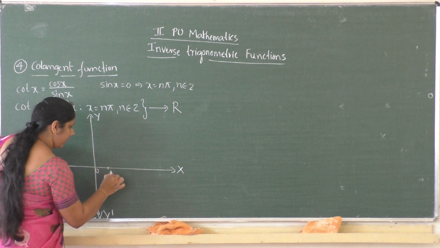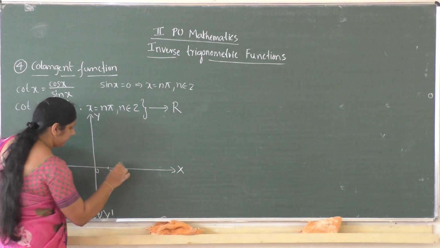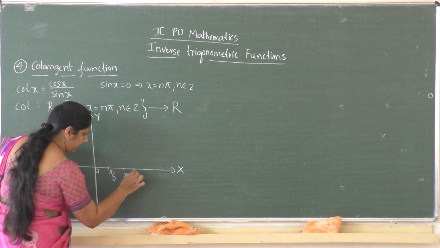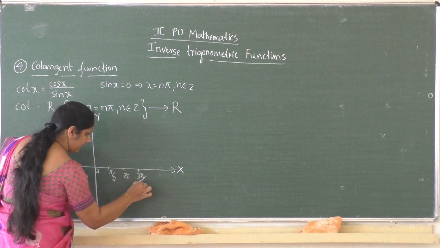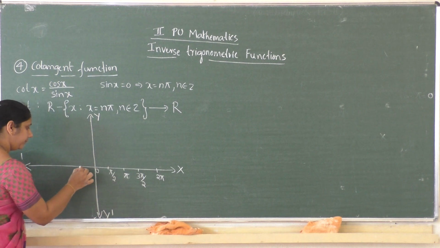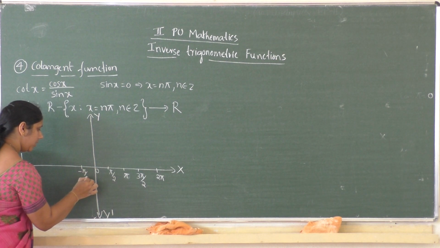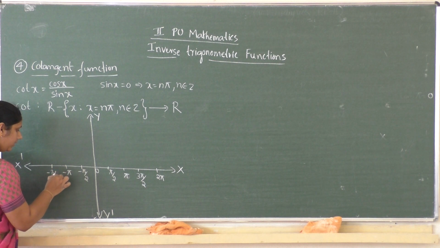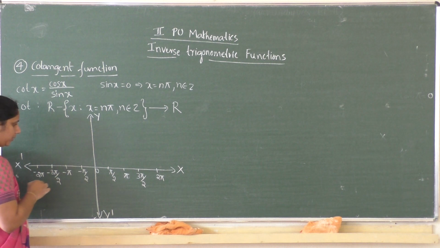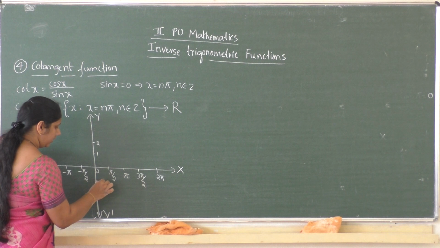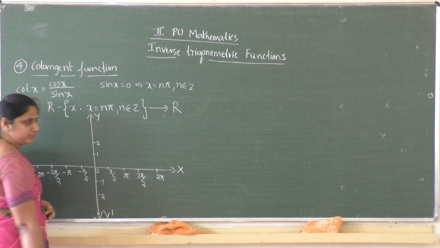Here we have to take the radian measures, that is pi by 2, pi, 3 pi by 2, 2 pi. Here minus pi by 2, minus pi, minus 3 pi by 2, minus 2 pi, and here 1, 2, here minus 1, minus 2.